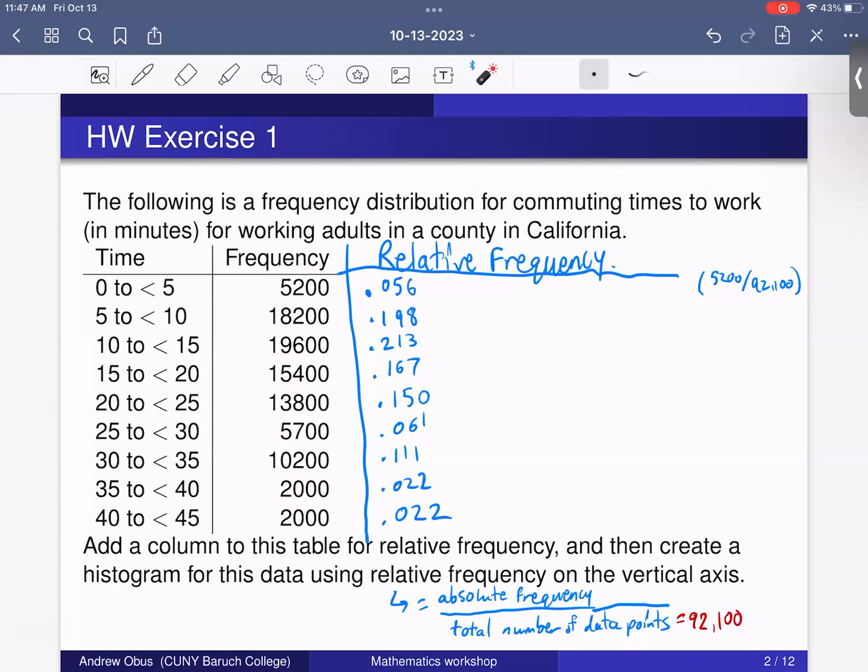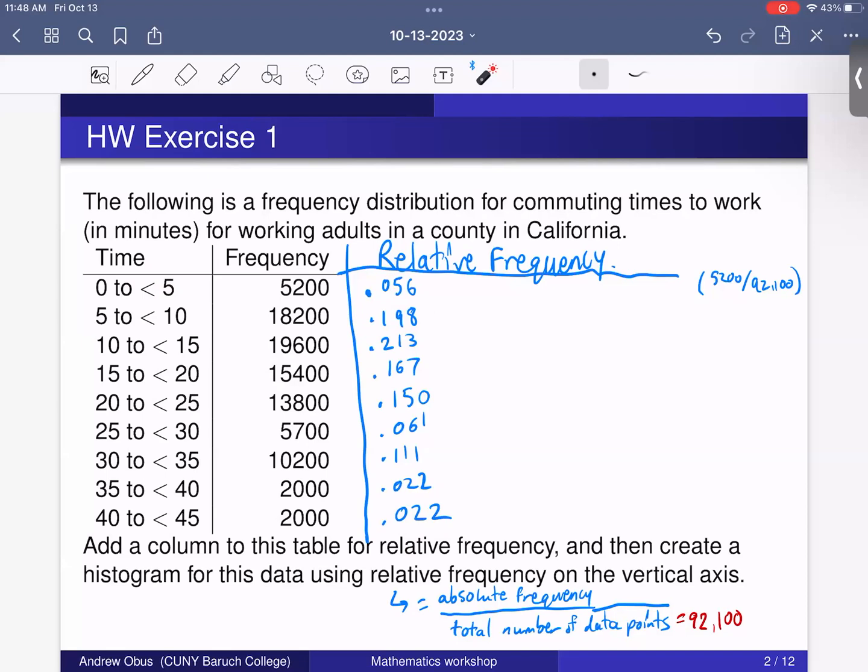And maybe more conceptually, the idea is each of these is giving the proportion of the total number of measurements. So this is saying that 0.056 of the people have a commute that's less than 5 minutes. Or in other words, 5.6% of the people have a commute less than 5 minutes. 19.8% have a commute between 5 and 10 minutes. 21.3% have a commute between 10 and 15 minutes. And so on, up to 2.2% having a commute between 40 and 45 minutes. So when you add up all those percentages, you've got to get 100%. That's going to be 1.